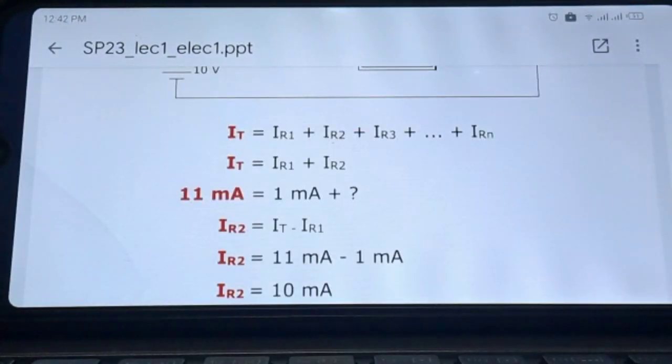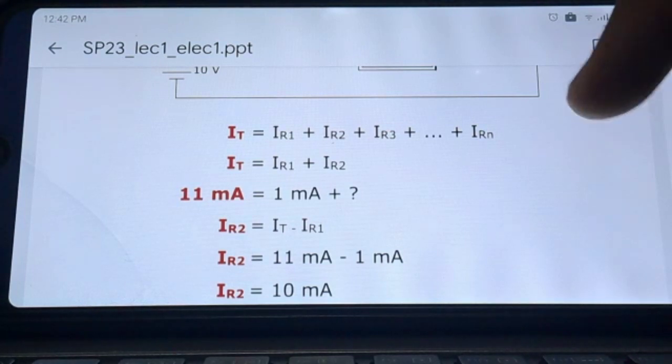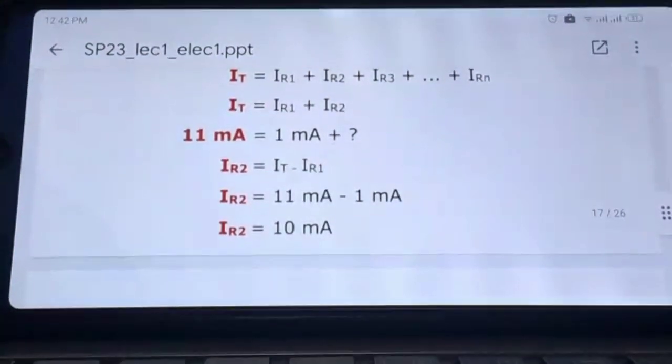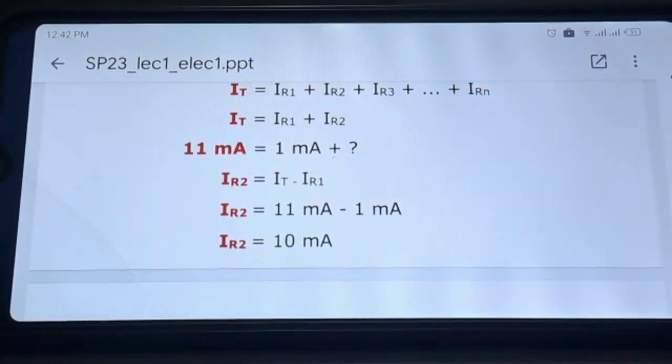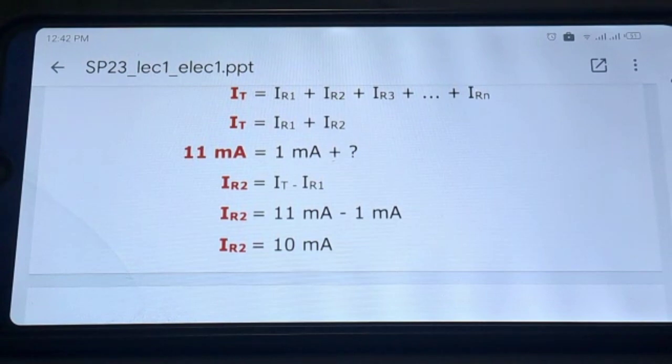So here we have two resistors, resistor 1 and resistor 2. The total current is 11 milliampere. Resistor 1 current is 1 milliampere, while resistor 2 we have to find. So the current of R2 becomes 10 milliampere.